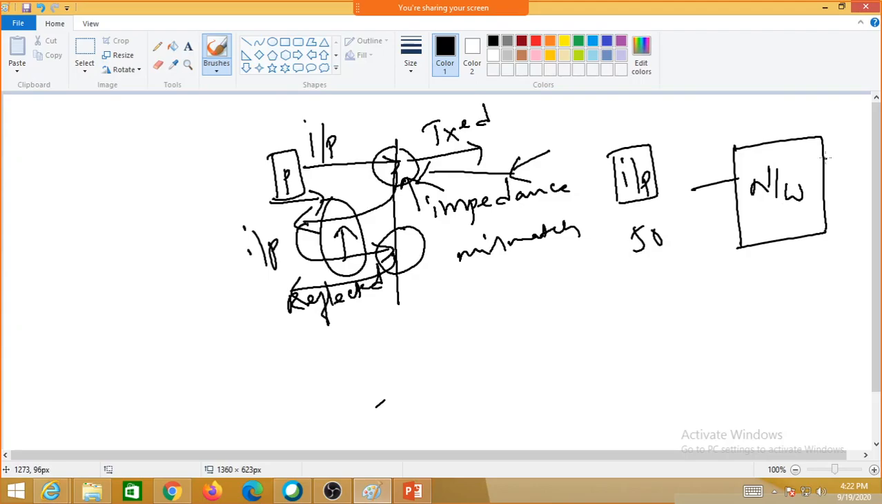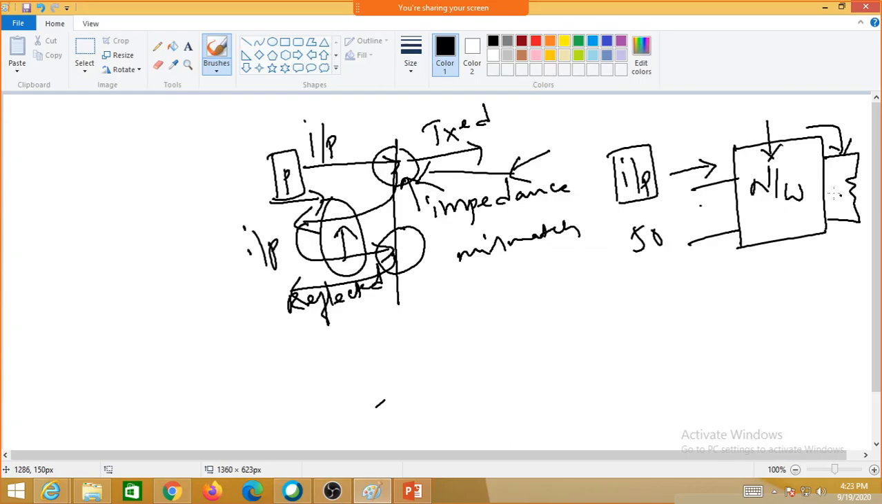Now at the output side, if I want very good matching and the maximum power delivery from the input port to the load, then the impedance must be matched from the input to the load. If the impedance is matched, then the maximum power will get transferred, so that you get very good power transfer from the input to the load.